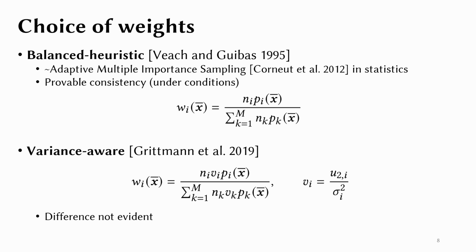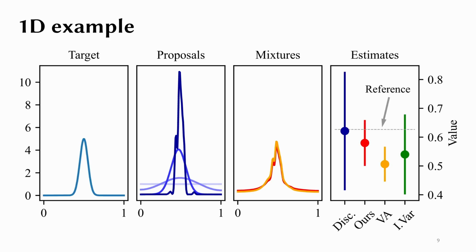To make full use of the variance statistics, we also tried variance-aware MIS weights, but we found the difference is not evident. Here we provide a one-dimensional example. Here we show the target function and the proposals in each iteration. As you can see, our method with the balance heuristic has the lowest bias among different combination methods. And our variance is much smaller than inverse variance weighting.